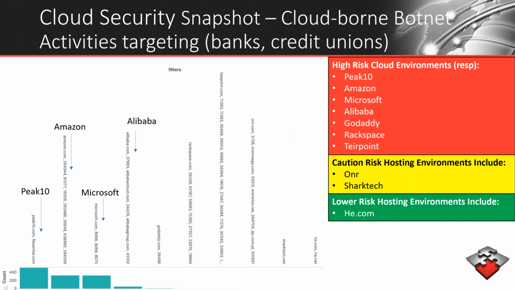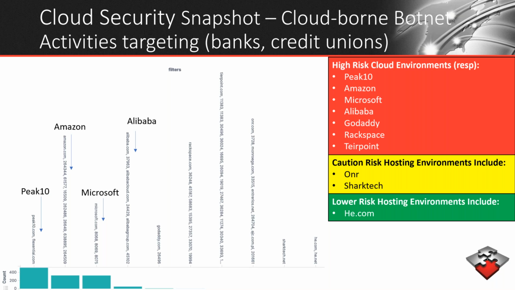In cloud security, we see botnet activities in the same cloud environments as usual. Peak 10 takes the top spot with Amazon, Microsoft, and Alibaba close behind. Microsoft is likely due to the Azure hosting. TierPoint, GoDaddy, Rackspace are all still high risk environments this week.